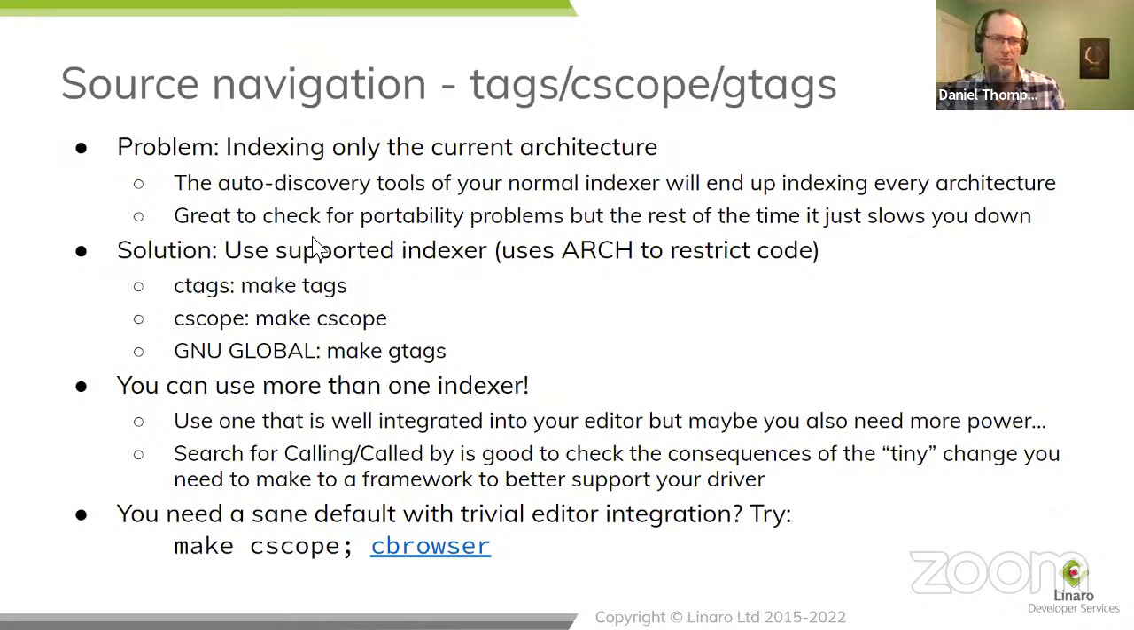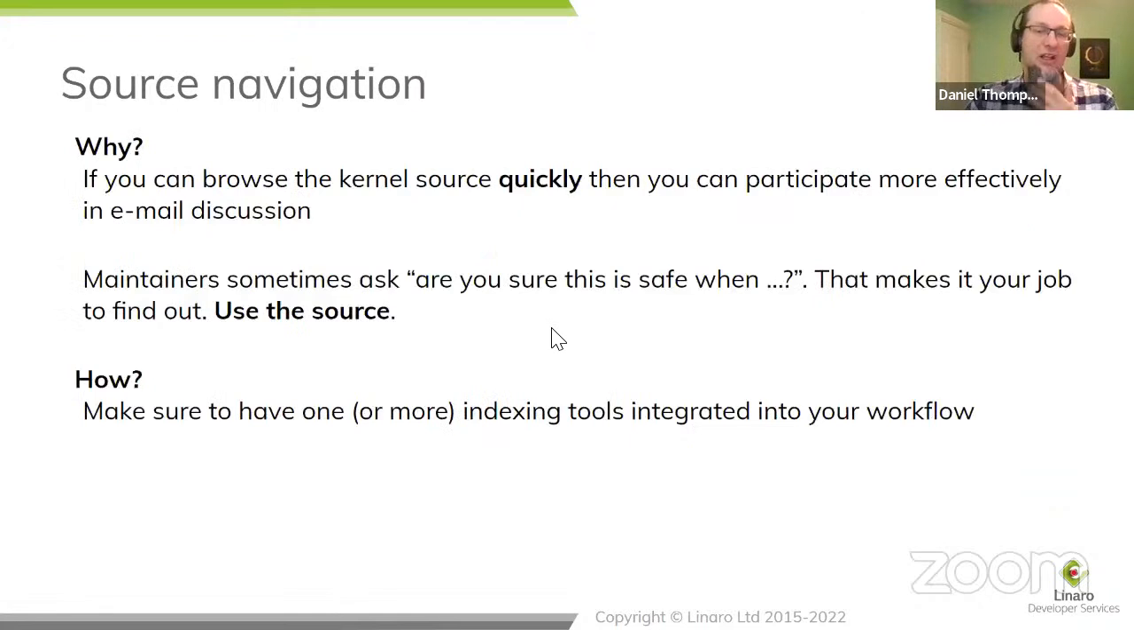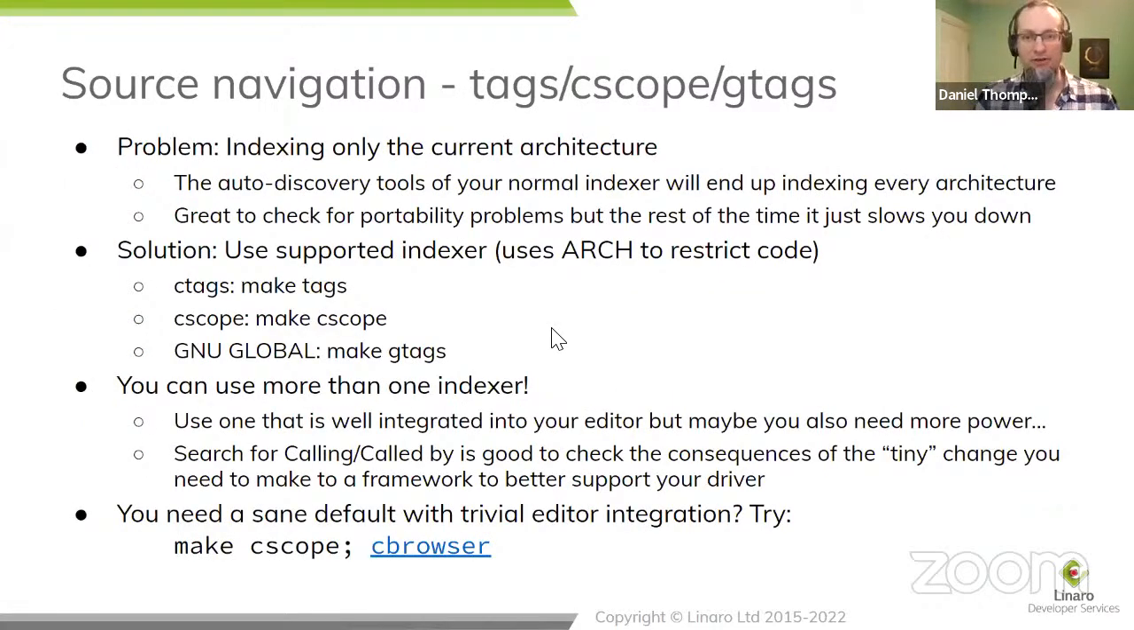But it is inconvenient because you can't then check for certain types of portability problem by looking at different implementations of the same API. So these aren't the only way to index. You can just use wildcard indexes and index every single C file. But the defaults will use Arch to restrict what you can see.